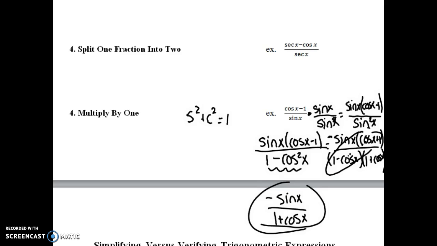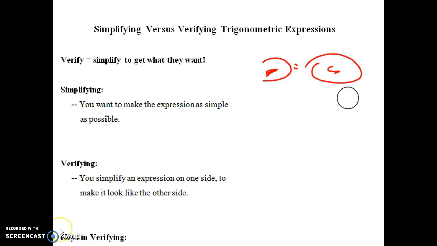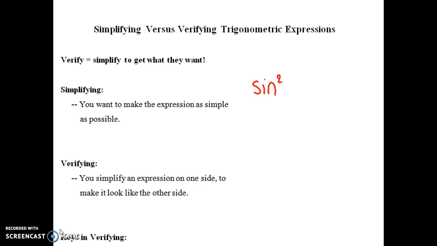Which brings us to the final part of our notes. So simplifying versus verifying. Verify is you get what they want. Simplify, you want to make the expression as simple as possible. What we just did was simplifying. What you look for when verifying is they give you an equation like sine squared x equals something over here. And what you need to do is make these two expressions show that they are identical.